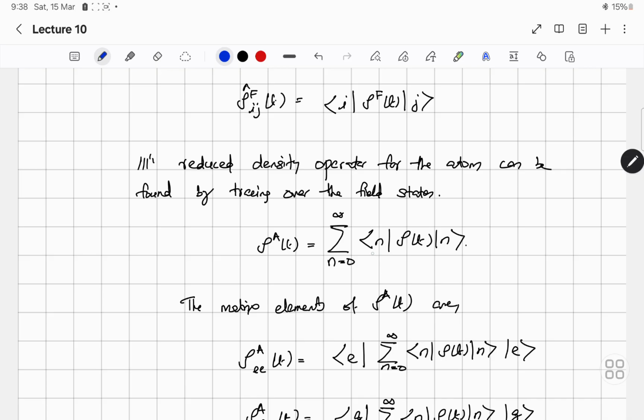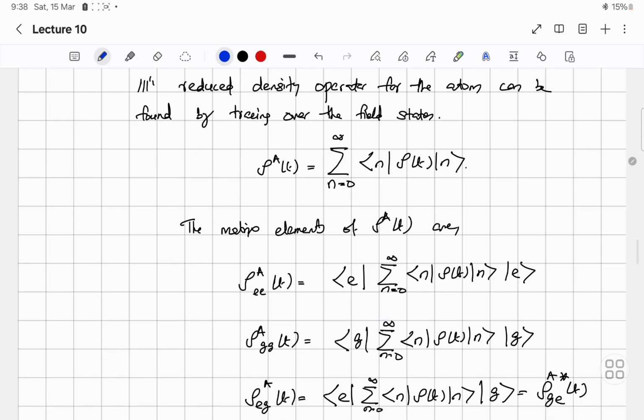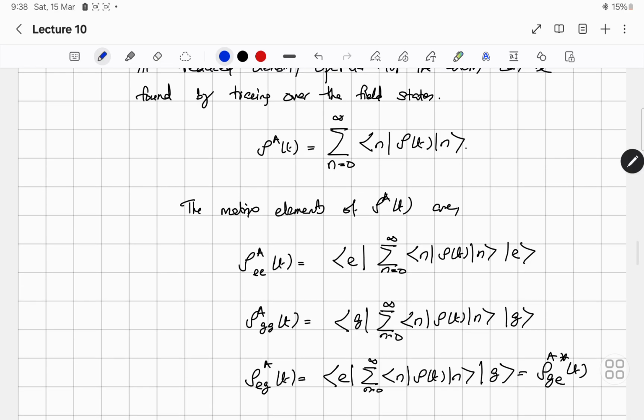So it would be the sum over n equal to 0 to infinity of the inner product ⟨n|ρ(t)|n⟩. Okay, so the matrix elements of ρ(t): the first element, ρ_A(t), is ⟨e|Σ_{n=0}^{∞} ⟨n|ρ(t)|n⟩|e⟩. Okay, so what is meant by this? Because we know the reduced density operator A, its first matrix element would be ⟨e|ρ_A(t)|e⟩. Okay, and ρ_A(t) is already known from this equation.